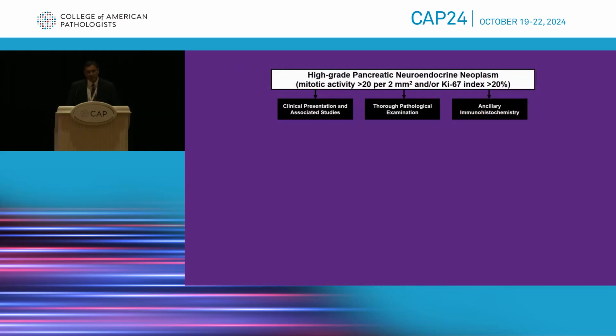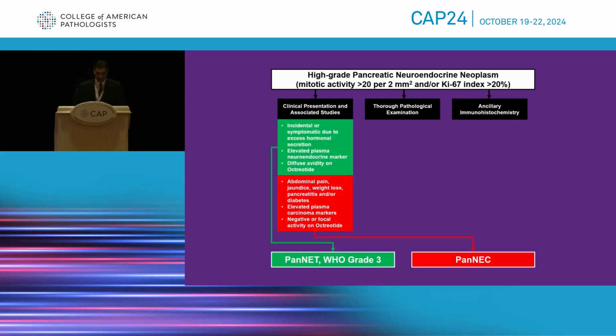Now, before I leave the differential diagnosis, I do want to stress that there are additional helpful clues. It's not always about the stains, it's not always about morphology, but it's also about understanding the patient itself, really the clinical history. The clinical findings that would favor a grade 3 well-differentiated neuroendocrine tumor would be an incidental presentation with elevated serum chromogranin A levels, as with most pancreatic neuroendocrine tumors.